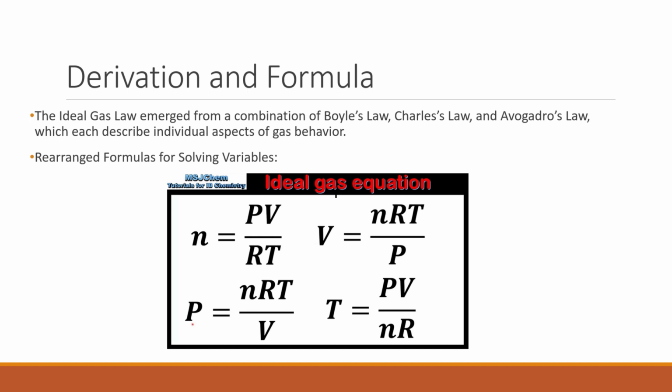By combining these laws, we arrive at the ideal gas law, which gives us a more complete picture. This equation also allows us to rearrange it to solve for any variable if the others are known. For instance, to find moles, rearrange the equation to n = PV over RT. To find volume, use V = nRT over P. To find pressure, use P = nRT over V.